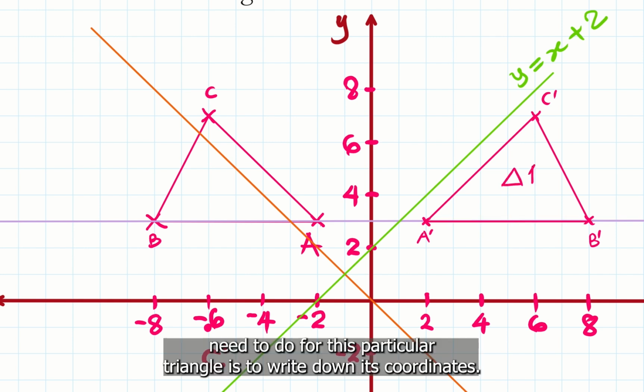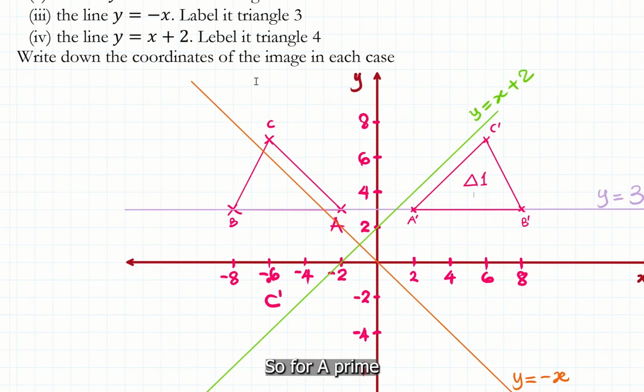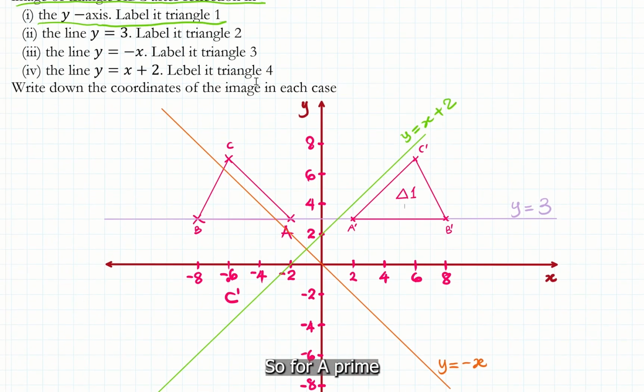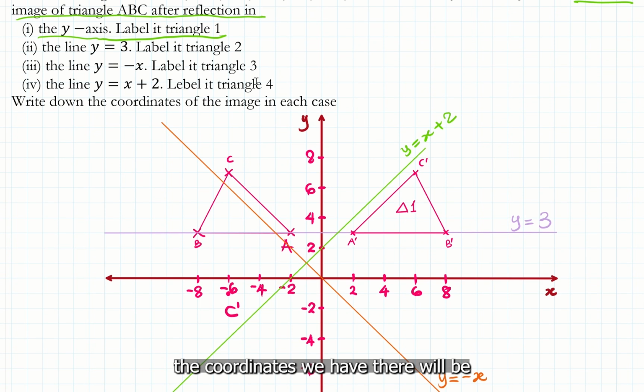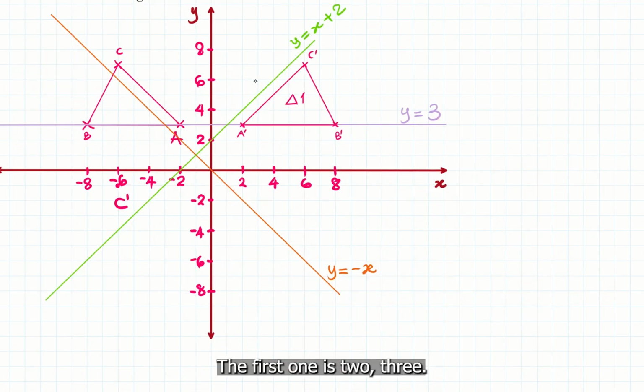And the last thing we need to do for this particular triangle is to write down its coordinates. So for A prime, the coordinates we have there will be 2, 3. The first one is 2, 3.